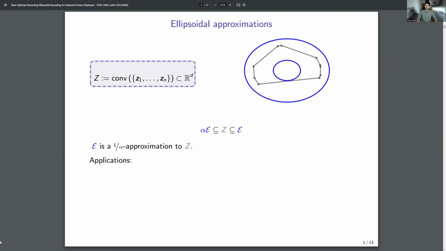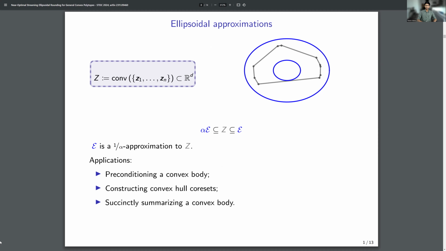So why might you be interested in finding ellipsoidal approximations? Well, one rather natural application is that it gives us an affine transformation that we can then use to precondition a convex body for some downstream task. In other words, it places the convex body into a position where it's not too long in any one direction. It's not too short in any one direction either. It also will allow us to construct convex hull core sets, which is an application and a concept that I will describe in the next slide. And more generally, it allows us to succinctly summarize a convex body.